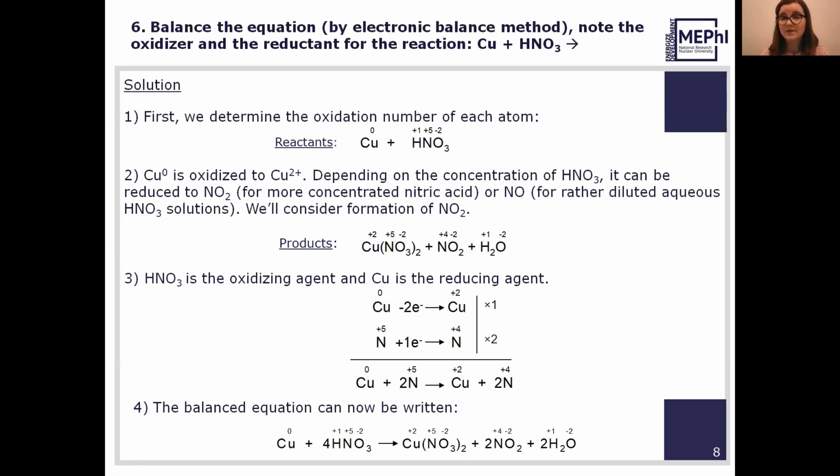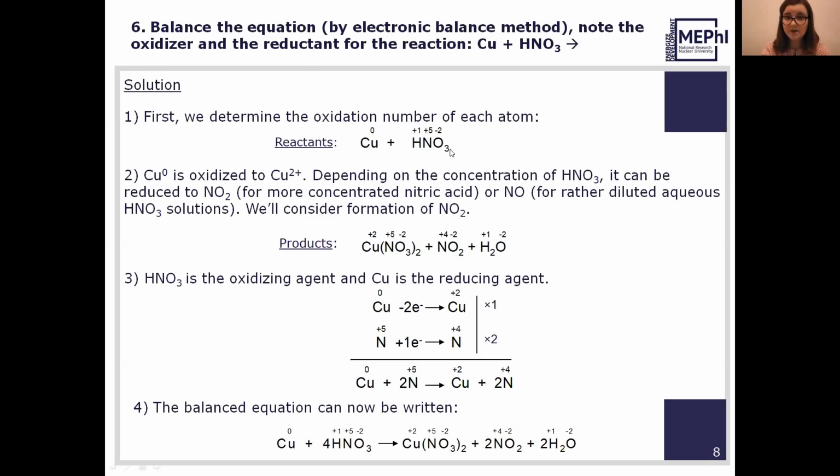Okay, problem number 6. We have to write the equation for the reaction of copper with nitric acid. Also we have to know the oxidizer and the reductant, and we have to balance the equation by electronic balance method. To do that, we have to determine the oxidation number of each atom of the reactants and the products. The oxidation number of copper is 0, and the most interesting oxidation number for us here is the oxidation number of nitrogen, which is +5.